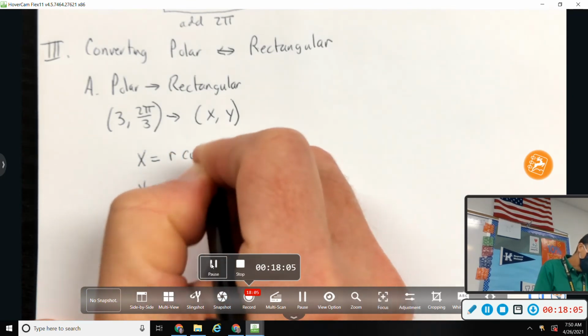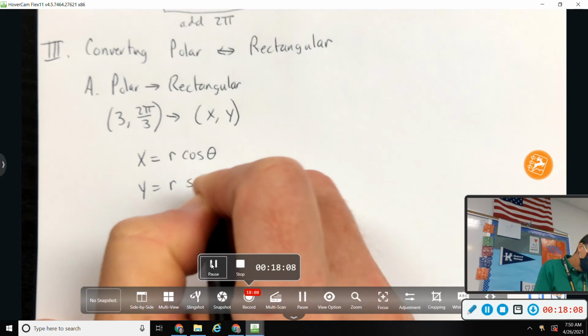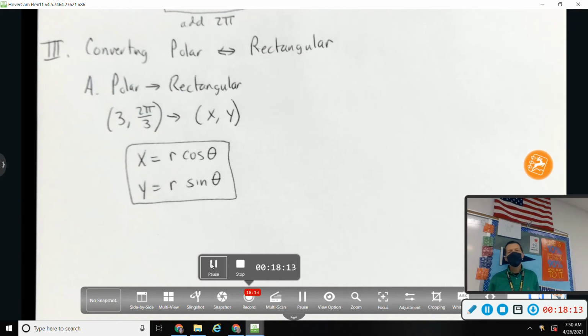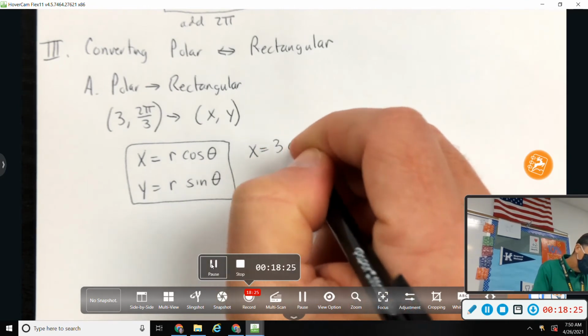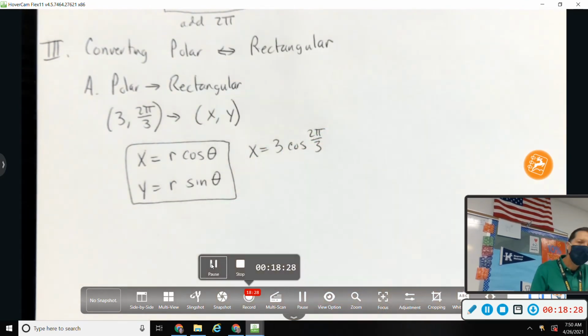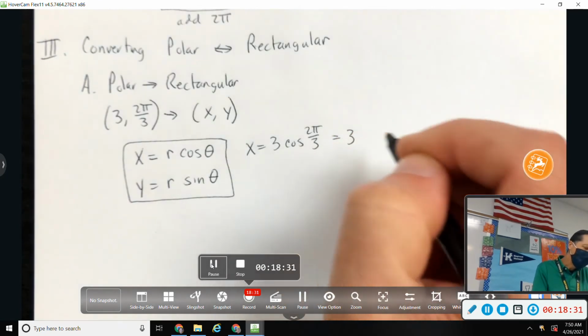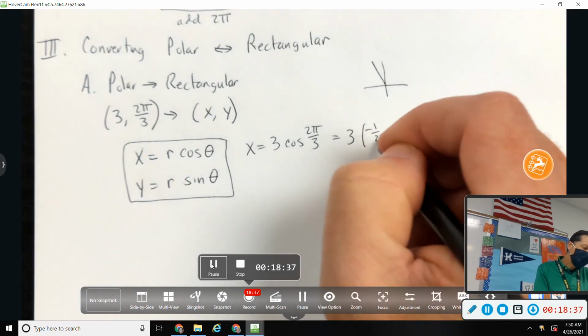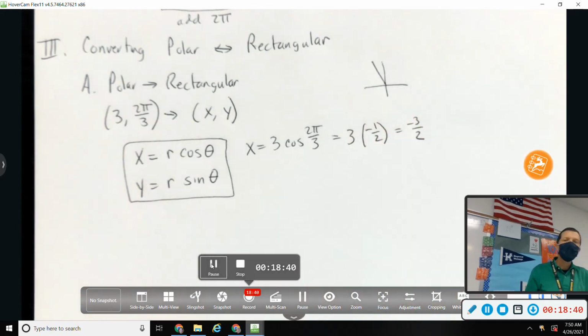Well, x is r cosine theta, y is r sine theta. That should look kind of familiar, because cosine goes with x, sine goes with y, and so that continues still. So x is 3 cosine 2 pi over 3. Let's see, cosine of 2 pi over 3 would be -1/2. Right, we really need to know our unit circle, otherwise it just takes too long.